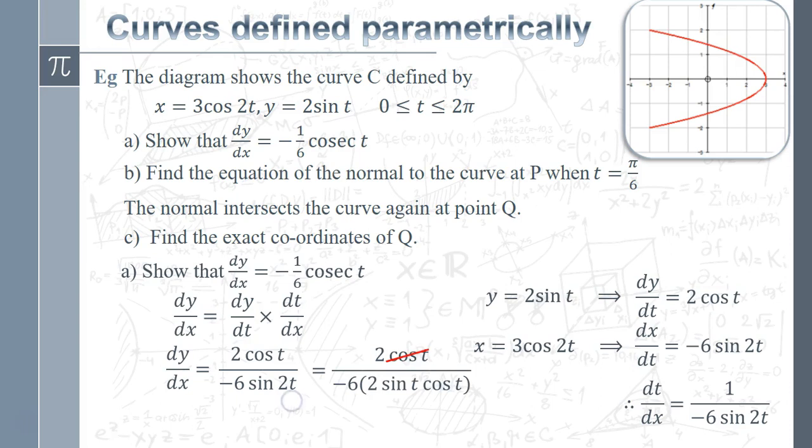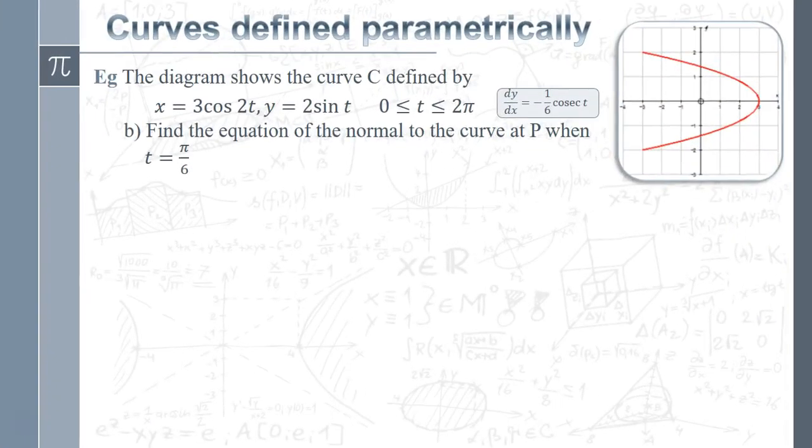Bit of cancelling. The cosines will cancel. The 2s will cancel. Now we're getting somewhere near where we need to go. So we've got 1 over minus 6 sine t, and 1 over sine is cosec. So there's the result that we're after. Job's a good one. Right, that's part A done. Let's crack on with part B.